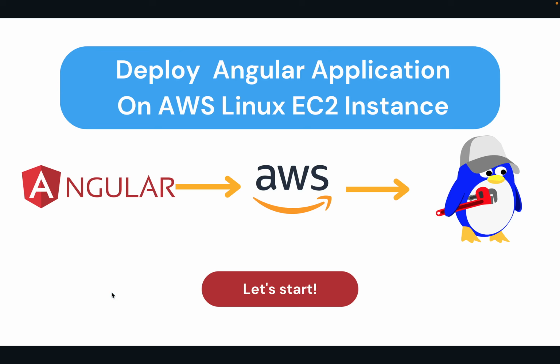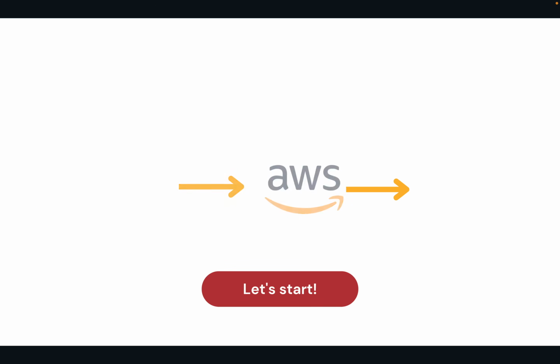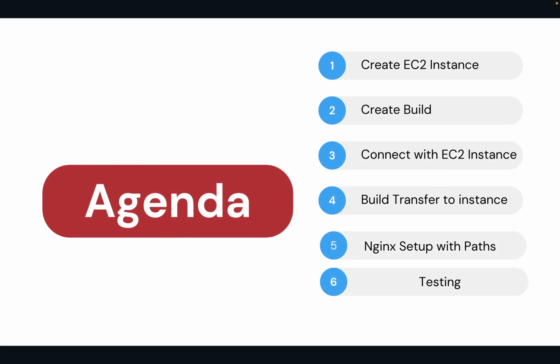In this video, we are going to discuss how we can deploy an Angular application on AWS. So let's start. First of all, we need to discuss our agenda. We need to follow all these 6 points to complete our deployment.